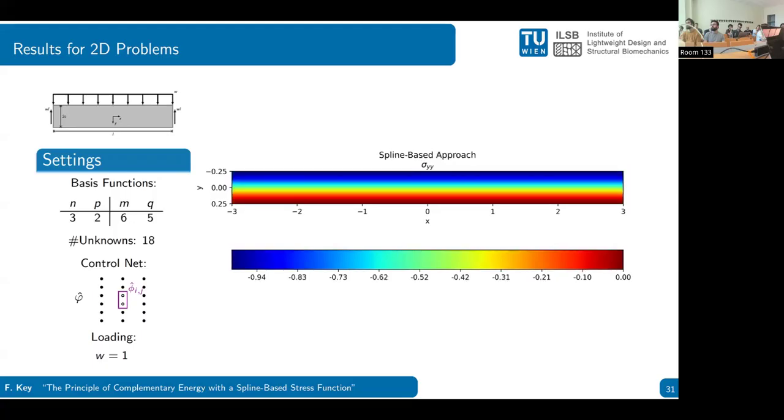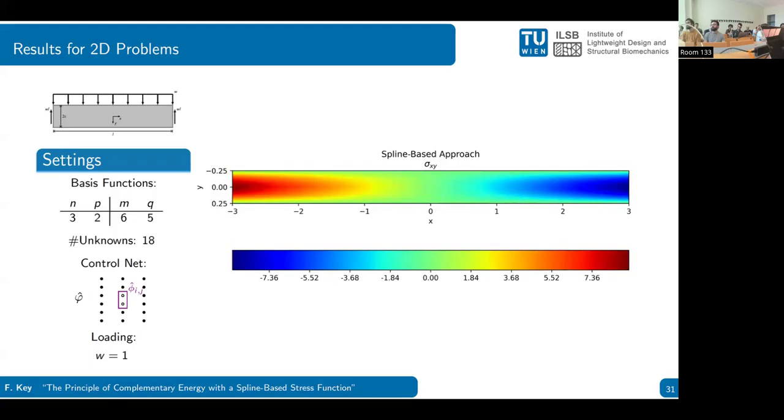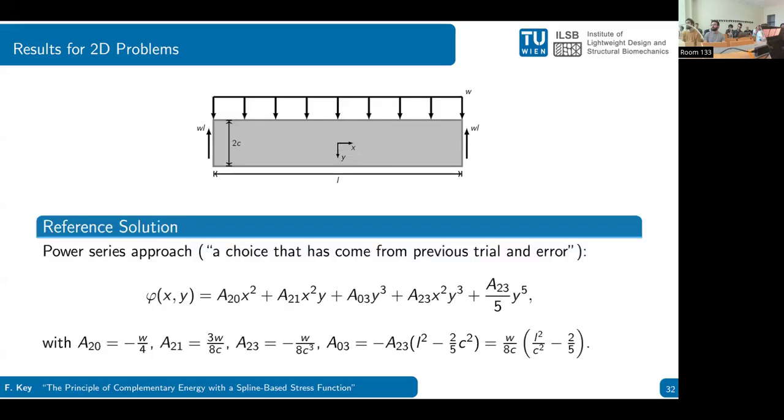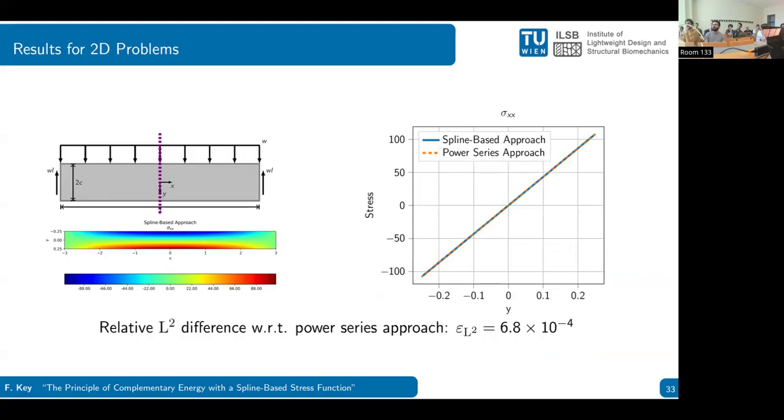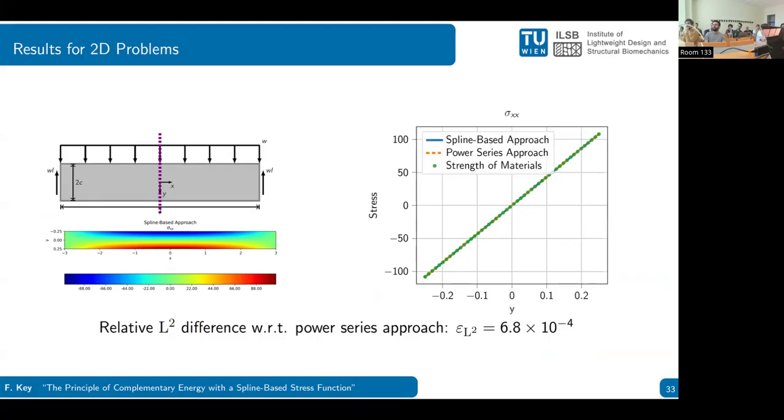You can also have this for the other components, but to really get an idea how accurate it is, we will compare to some analytic approach and some power series approach, where they just chose some polynomial, which was a choice that has come from previous trial and error. So it is not so clear how this should be in general with these coefficients. And we look at the stress distribution over this line in the middle. This is our approach. This is the reference one. And we also can apply some simple beam theory. Very good agreement. It's not so interesting because it's basically linear.